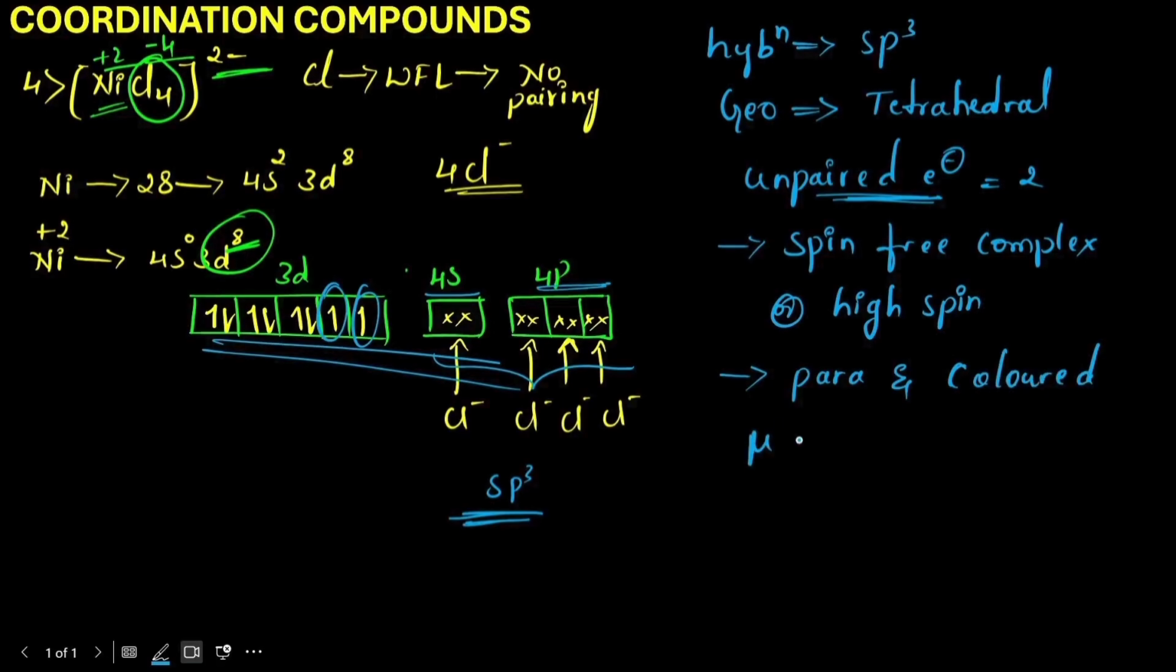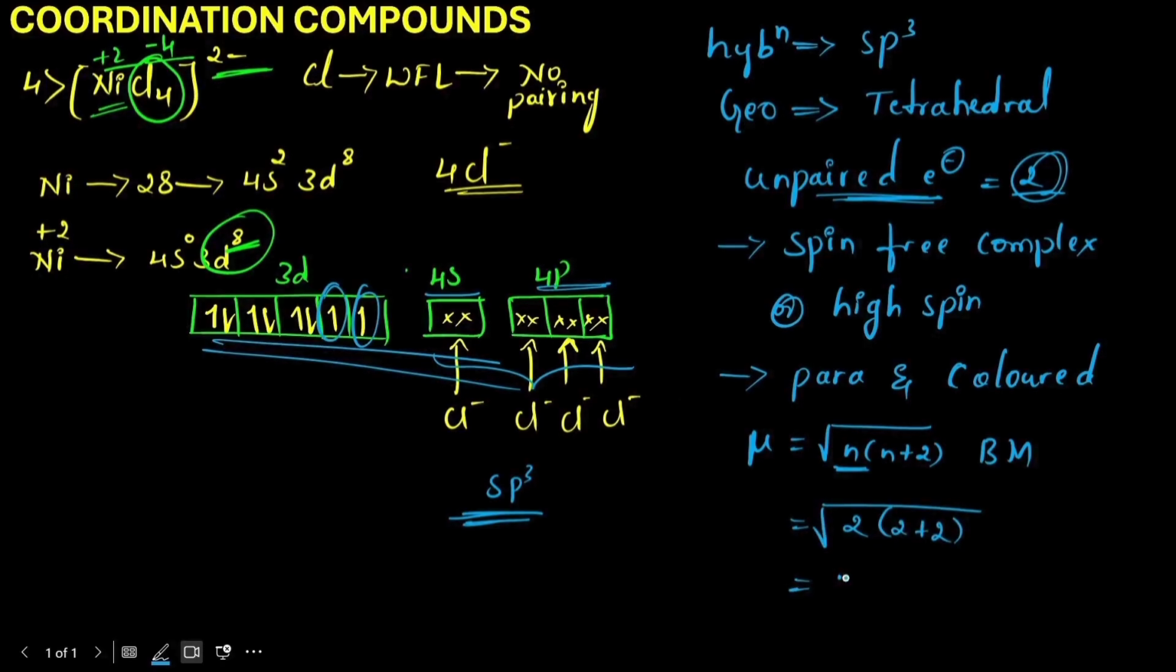Now I will calculate the magnetic moment, that is mu is equal to root of n into n plus 2. What is n here? Number of unpaired electrons. How many unpaired electrons are there? 2 unpaired electrons. Therefore, 2 into 2 plus 2. What is the answer? 2.82 Bohr magneton. Magnetic moment is equal to 2.82 Bohr magneton.